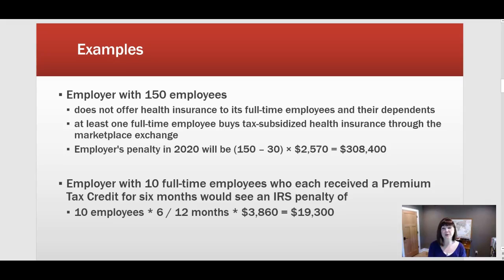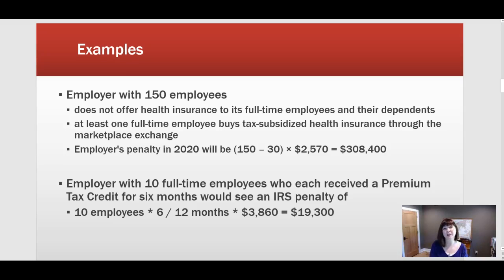So there's an employer with 150 full-time employees. He doesn't offer health insurance to its full-time employees. At least one full-time employee buys tax-subsidized health insurance through the marketplace exchange and gets that premium tax subsidy, right? So that's that tax-subsidized health insurance. So then the employer's penalty this year would be 150 employees minus the first 30 employees times the penalty per employee, which is $2,570. So the total penalty for that employer would be $308,400.